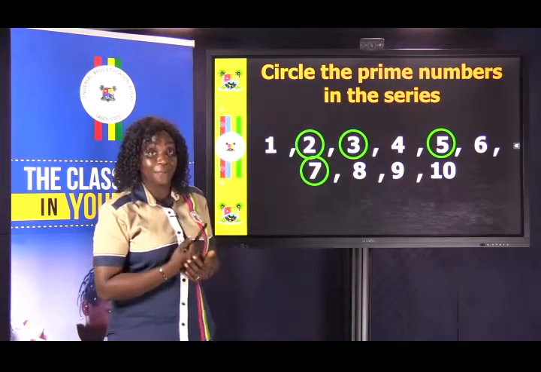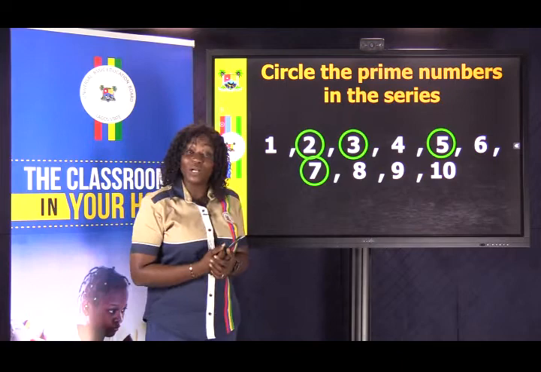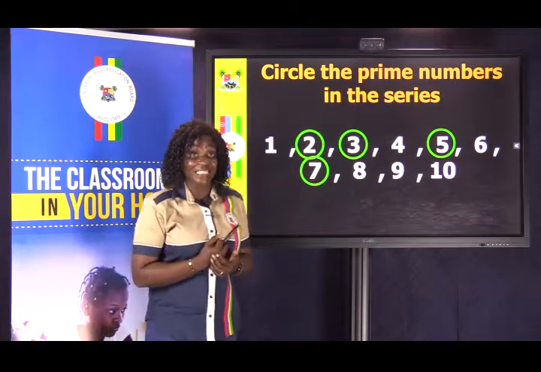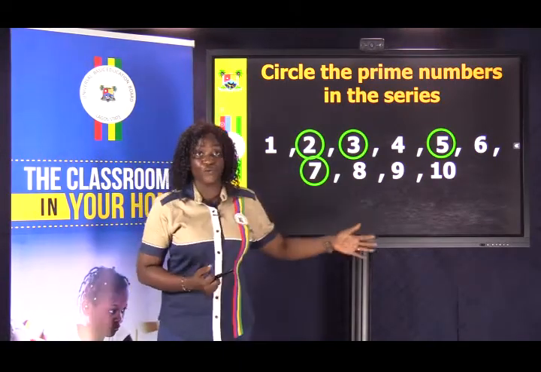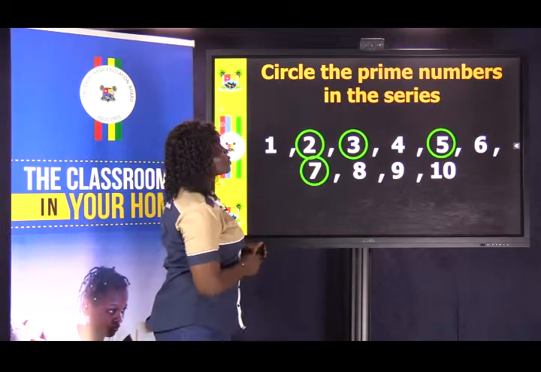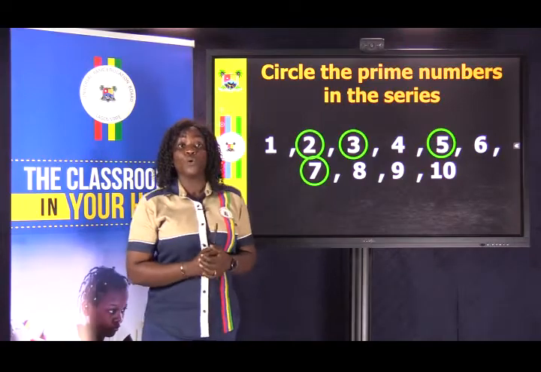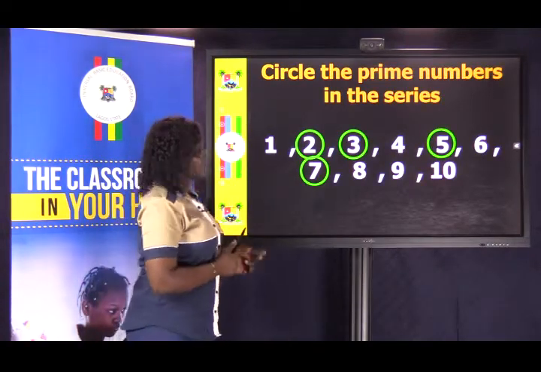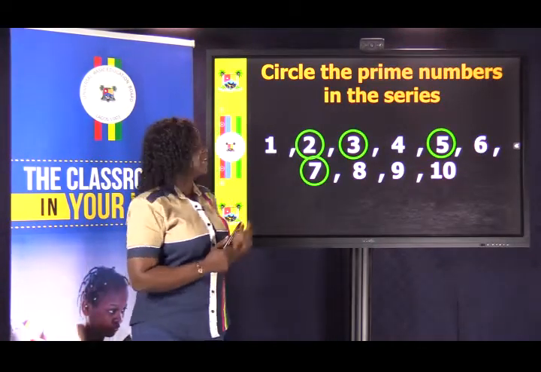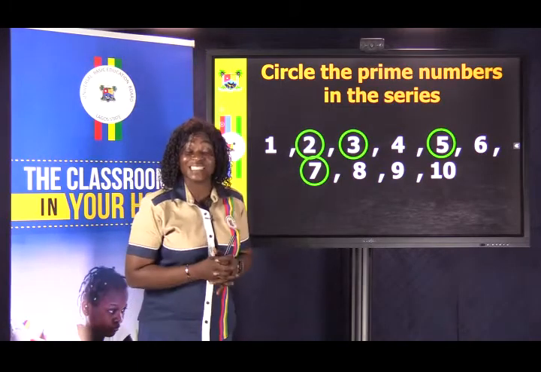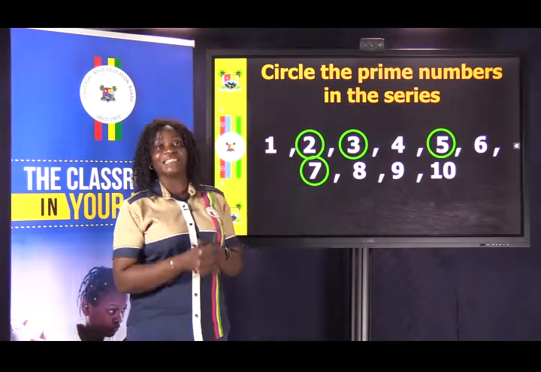What do we mean by prime numbers? Numbers that can only be divided by 1 and itself. And I counted for you. We did the counting together. We saw that it is only 1 and 2 that can divide 2. Only 1 and 3 that can divide 3. Only 1 and 5 can divide 5. And only 1 and 7 can divide 7.